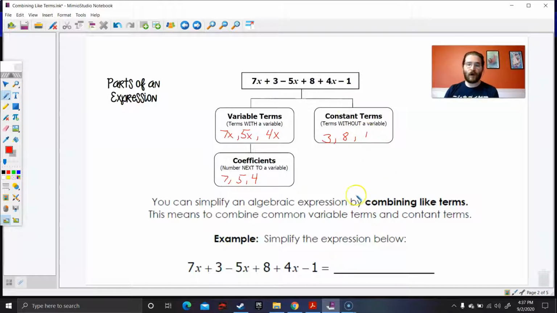Okay, so those are all those things. And you can simplify an algebraic expression by combining like terms. This means you combine common variable terms and constant terms. So this will be our first example.